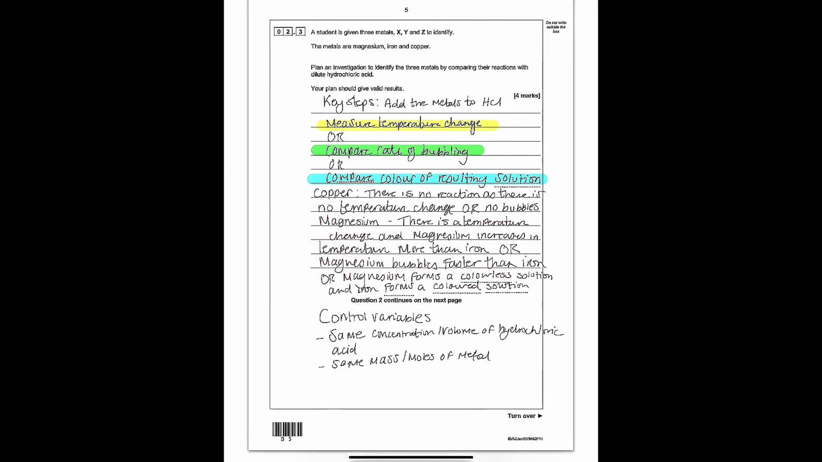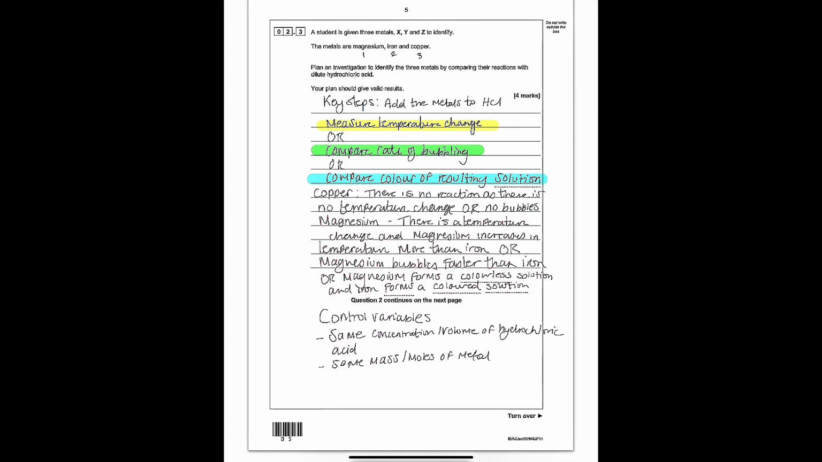So, I already know that magnesium is the most reactive, and what they've done in this question, they've actually given you the metals in order of reactivity. So magnesium is more reactive, so I'm going to put down 1 there, and then iron is second reactive, and then obviously the least reactive is going to be copper. If you've looked at the reactivity of metals, you would already know this.